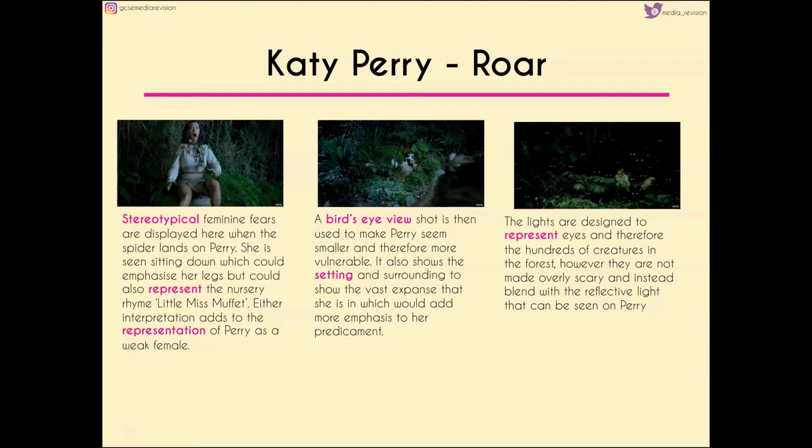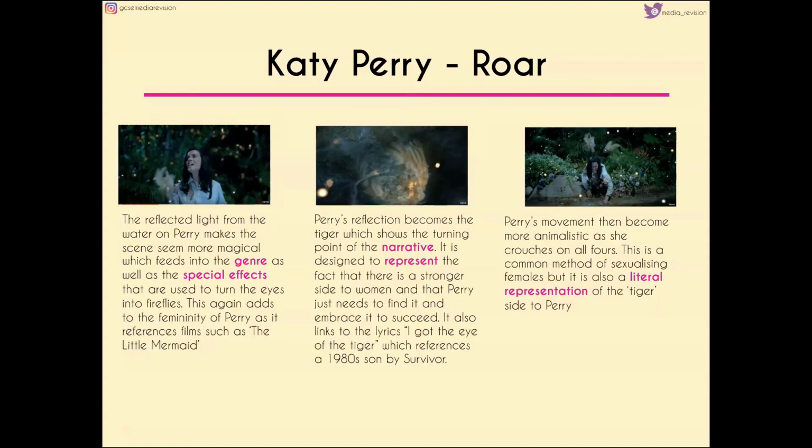But it also shows the setting and surroundings to show the vast expanse that Katy Perry's in. And again, this would add emphasis to her predicament. And you can sort of see in that middle frame, transitioning through to the right-hand frame, how the lights are designed to represent eyes, and therefore the idea that there are hundreds of creatures in the forest all designed to attack Katy Perry. Although having said that, they're not overly scary. Instead, they sort of blend with the reflective light which we can see on Katy Perry in that centre frame.